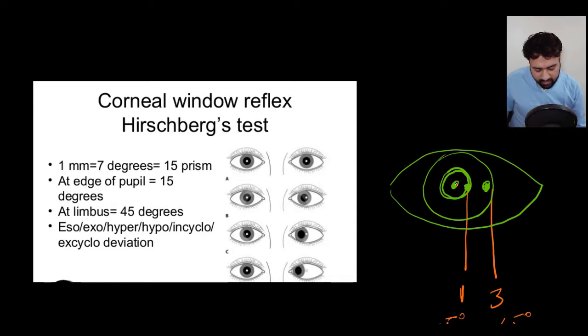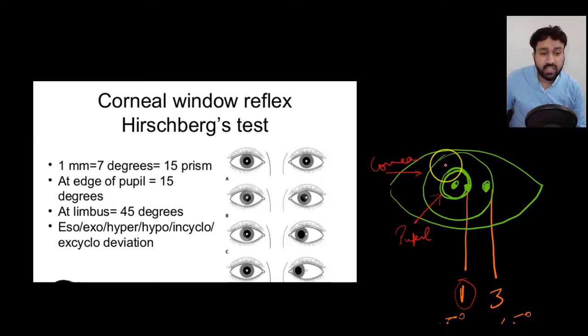On the other hand, in position 1, if the corneal reflex is seen at the edge of the pupil, this is the pupil, this is the cornea, basically the limbus. So if the corneal reflex is seen in position 1, it represents around 15 degrees of tropia, 15 degrees of squint.